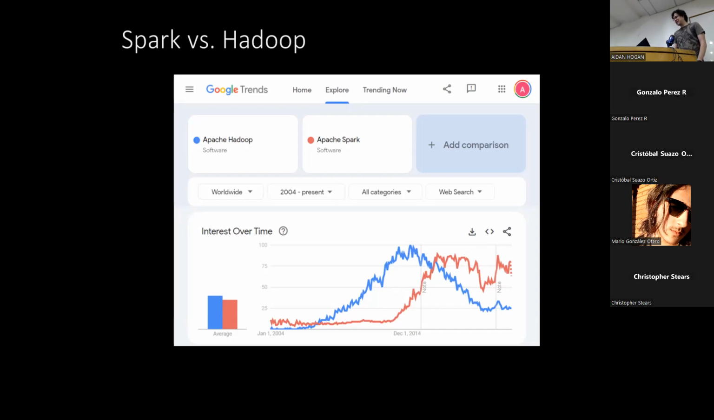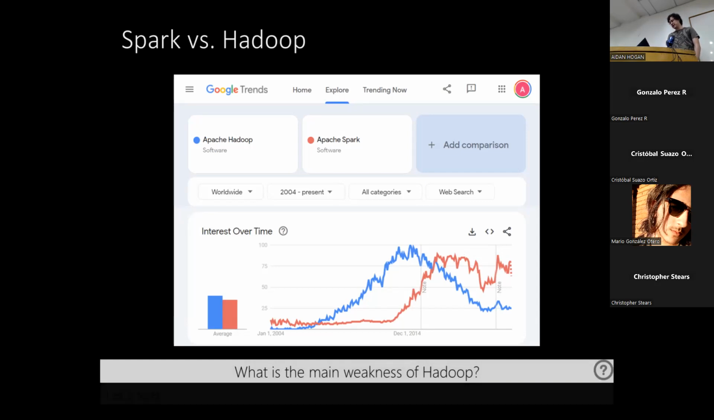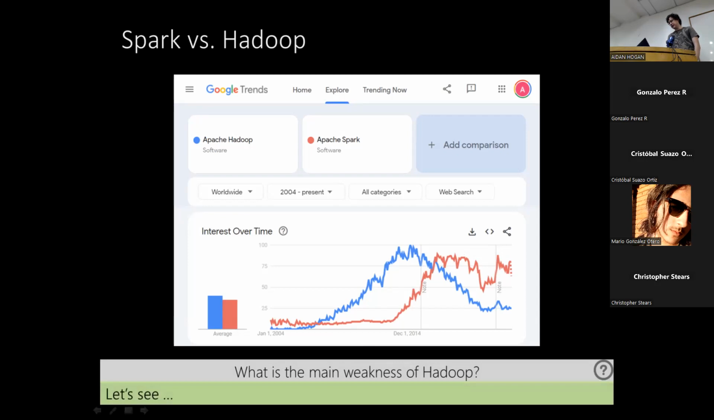Hadoop might be slightly underestimated because people often use MapReduce, and there are other keywords that might match with that. However, we see Spark is becoming more and more popular, and it's seen as an alternative or a successor to Hadoop. So what is the main weakness of Hadoop? Why do we need a successor? Why doesn't Hadoop solve all of our problems?